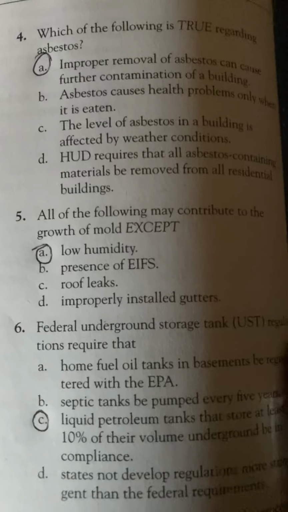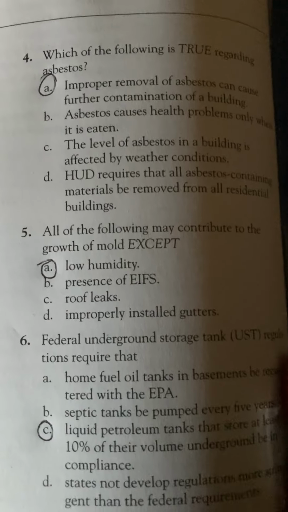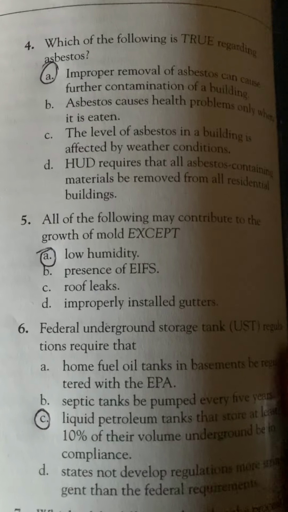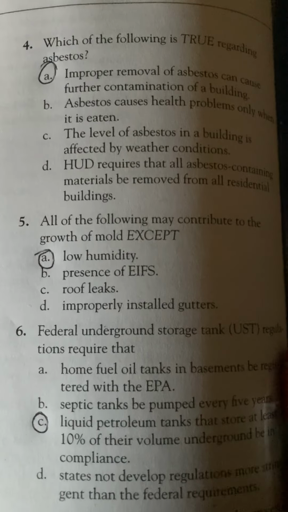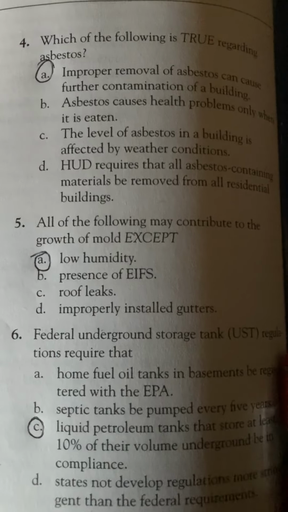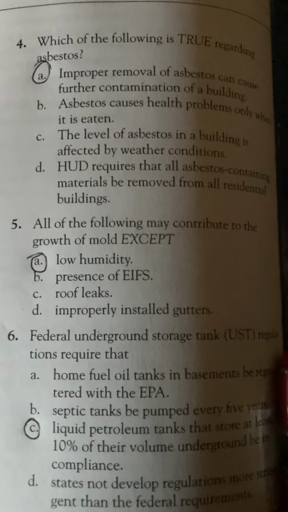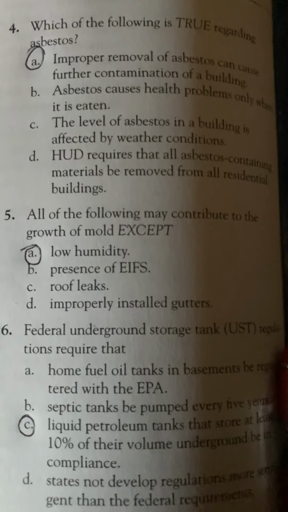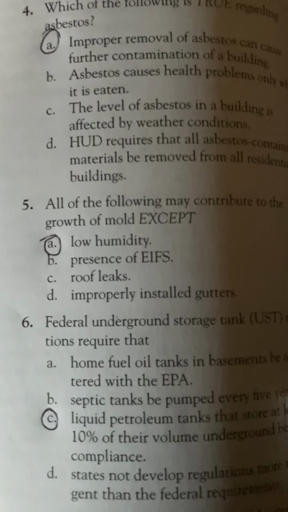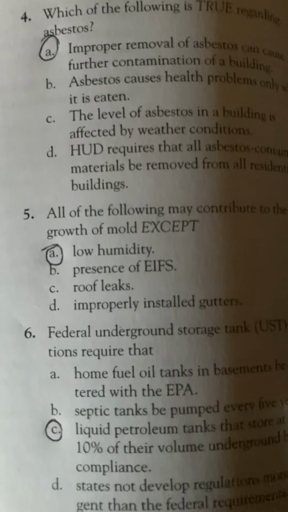Number 5. All of the following may contribute to the growth of mold except A. Low humidity. B. Presence of EIFS. C. Roof leaks. Or D. Improperly installed gutters. The answer is A. Low humidity.